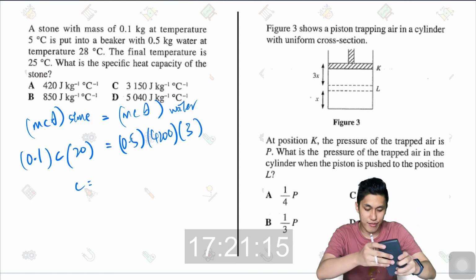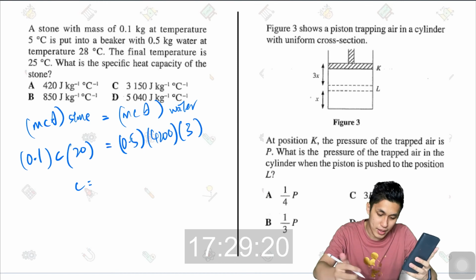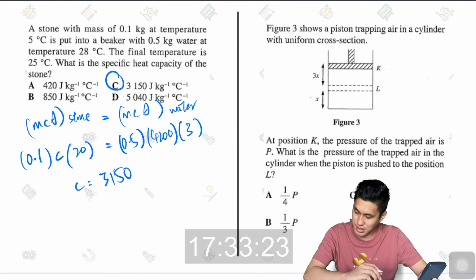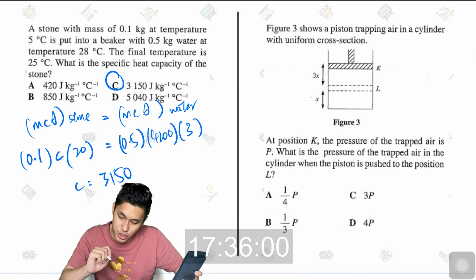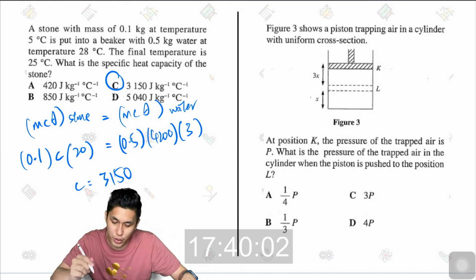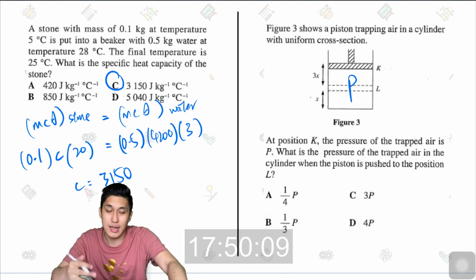So let's see if we can find c. 0.5 times 4,200 times 3 divided by 20 divided by 0.1. I get 3150. So the answer is C. Figure 3 shows a piston trapping air in a cylinder with uniform cross section. At position K, the pressure of the trapped air is P, right? What is the pressure of the trapped air in the cylinder when the piston is pushed to the position L?